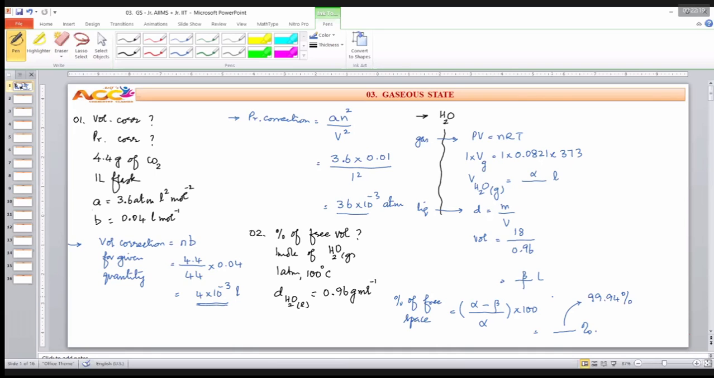You have given answer 38%. That is something. I don't know what you are calculating. Alpha minus beta by alpha into 100 is 99.94%.